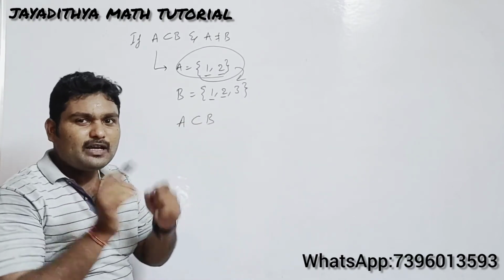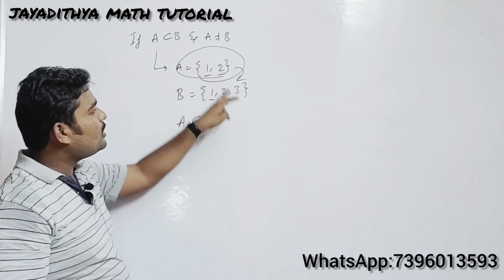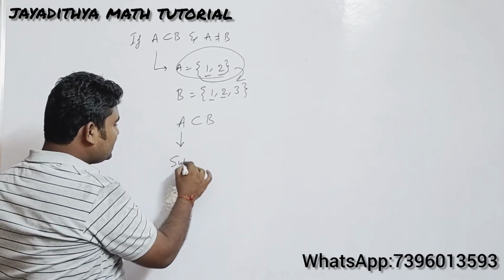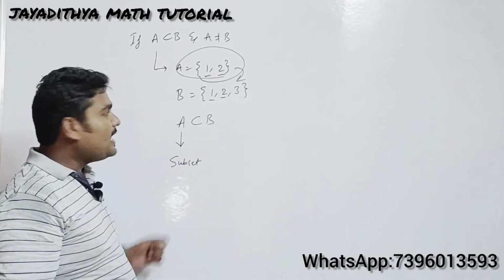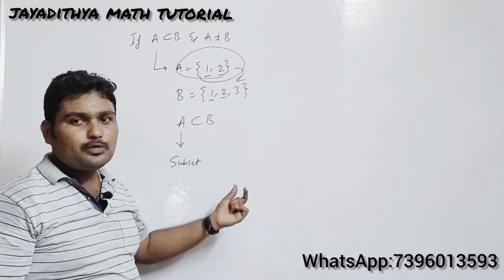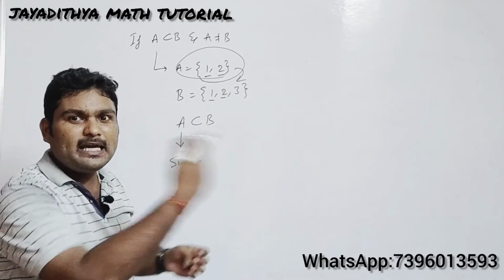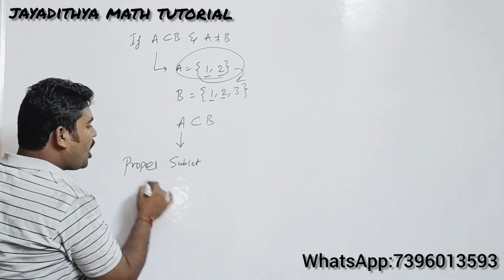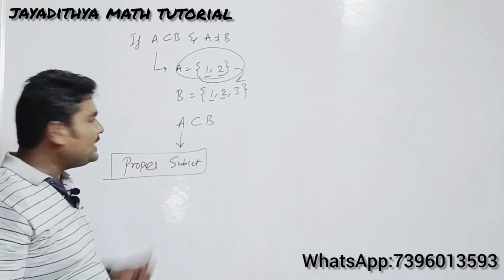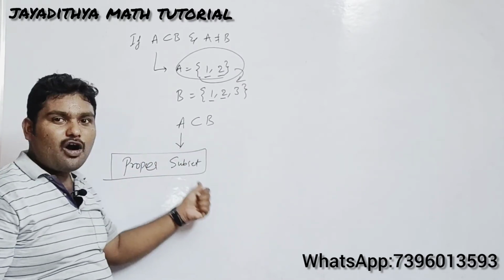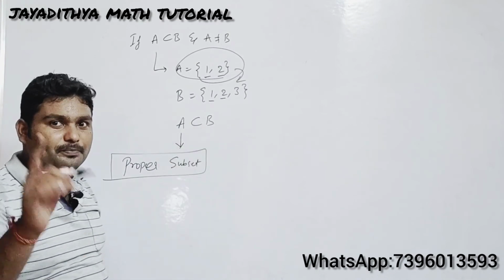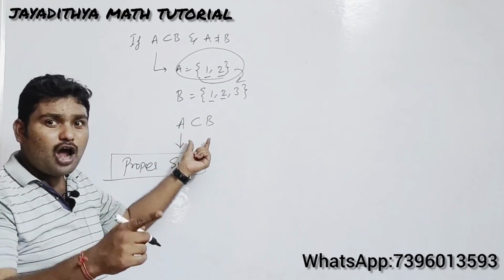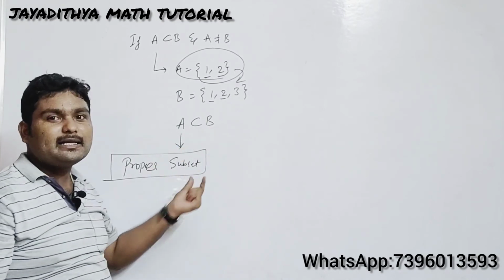Just for our simple understanding, you can simply say that this is the smaller set and this is the bigger set. So here you are telling that A is the subset, and if it is not equal to B, if B has some extra elements, then it is what we call a proper subset. So A is the proper subset of B. Both should not be equal. When A and B are not equal, then A is a proper subset.